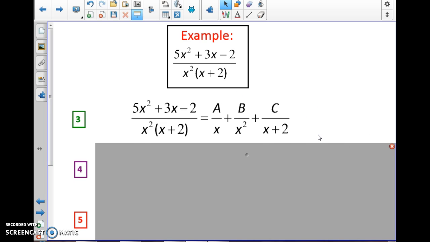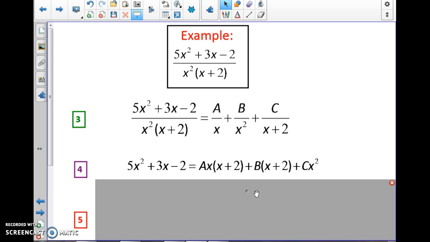Okay, so I have my fraction set up. And then step 4, just like before, it's really like cross multiplying. You're multiplying by the common denominator to clear the fractions. So the first fraction is completely gone, 5x squared plus 3x minus 2. My a over x fraction, the x will get canceled out, but then I have another x from here. So I end up multiplying by an additional x and an x plus 2. My b needs just the x plus 2, and the c needs an x squared.